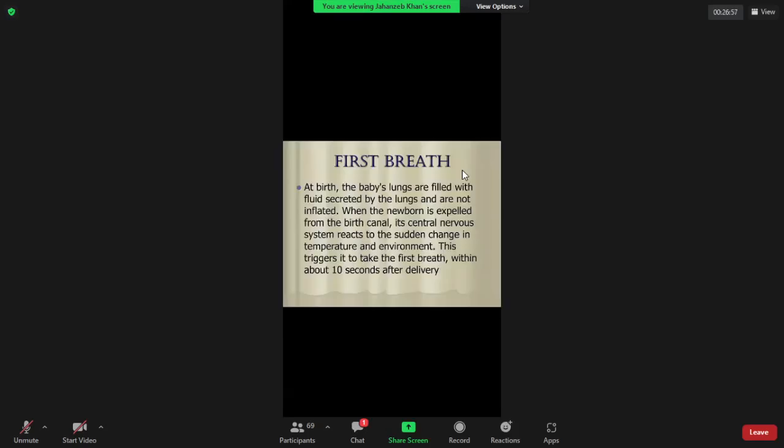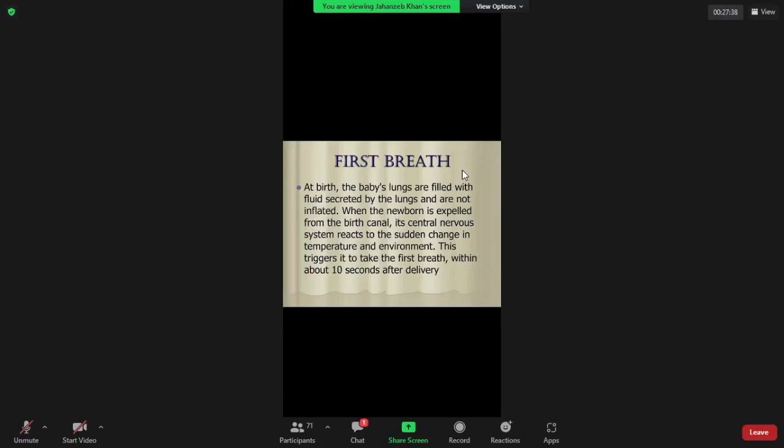So the first breath of the baby is like at birth. The baby's lungs are filled with fluid-filled cavities. They are secreted by the lungs and are not inflated. So when the newborn baby is expelled from the birth canal, its central nervous system reacts to the sudden change in the environment and temperature. So basically what it does, it triggers the breath, under the influence of, as I've already told you, bradykinins and the interleukins, basically within about 10 seconds after the delivery. So the first breath takes place.